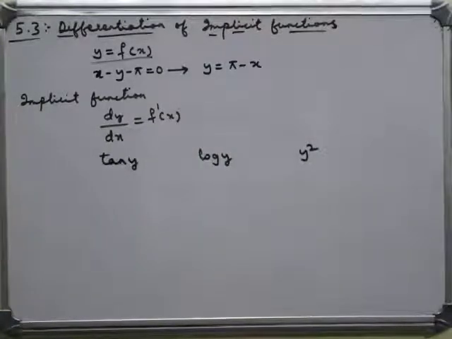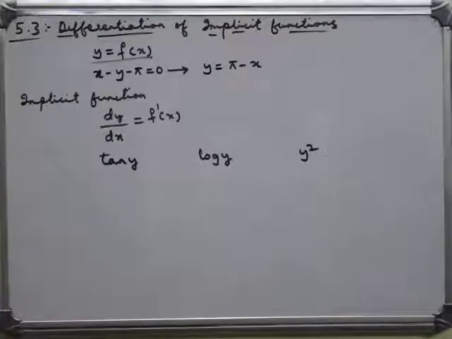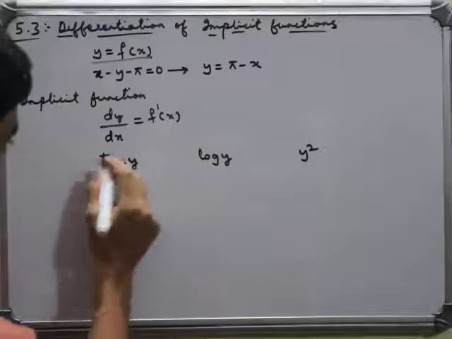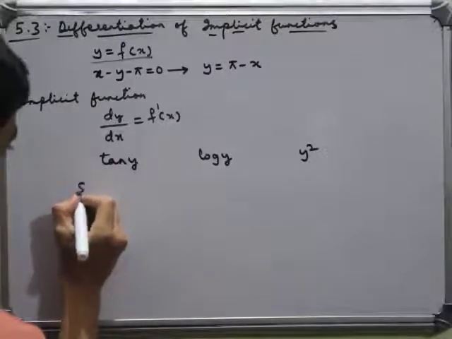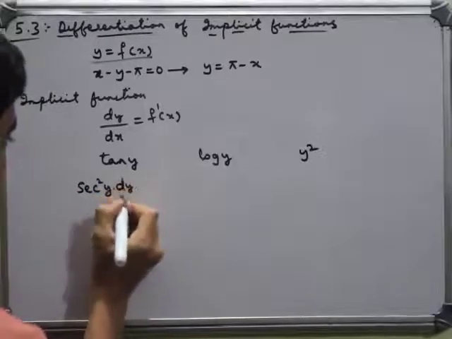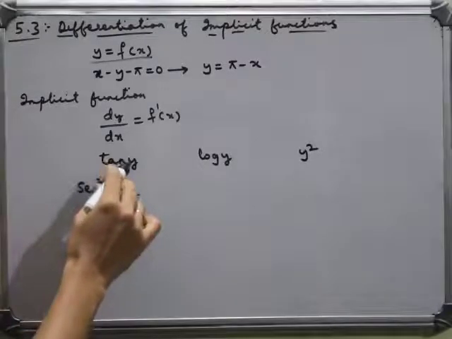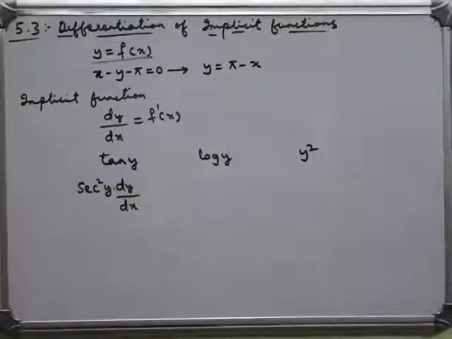Now this is the function, derivative of tan x. Derivative of tan x is secant square x. But in this case we have tan y. Now this is where the concept of implicit function comes. Tan y, differentiation of this is secant square y into dy by dx. It is so simple. Whenever you see a function involving the term y, just end it with dy by dx.